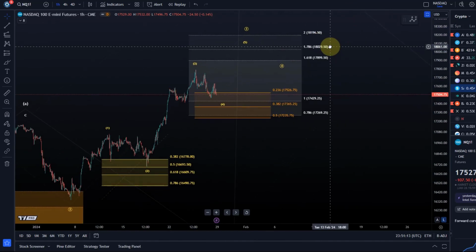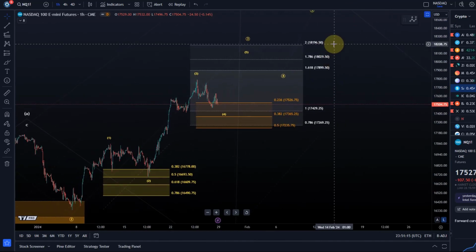That's pretty much in line with my update roughly about the S&P 500. Of course, the levels are different. The overall structure is a little different. But that's my update about the NASDAQ.